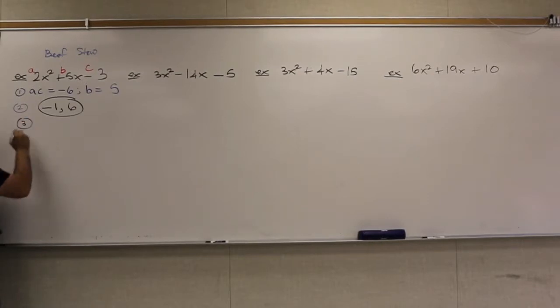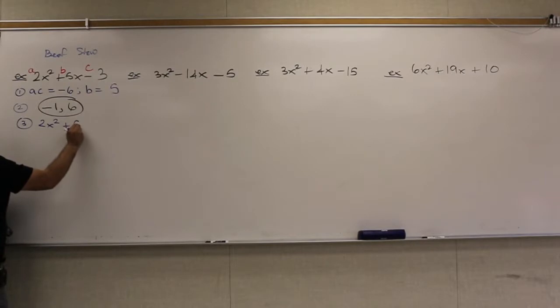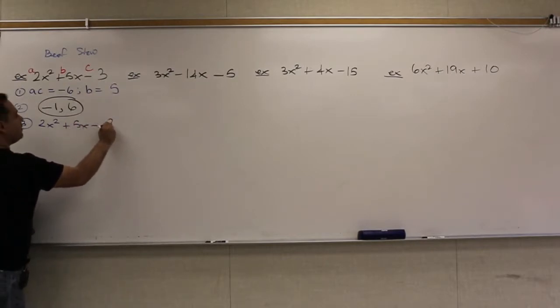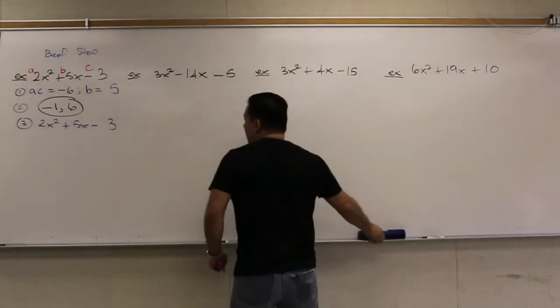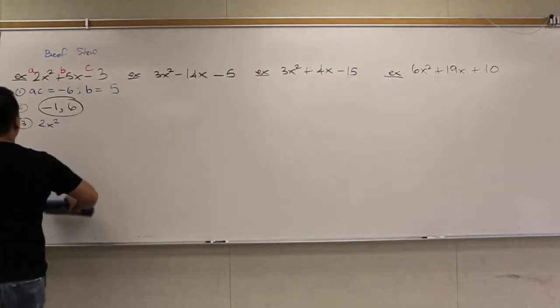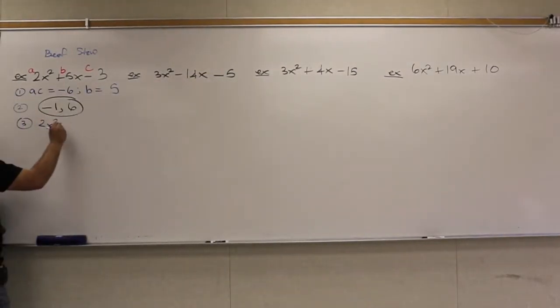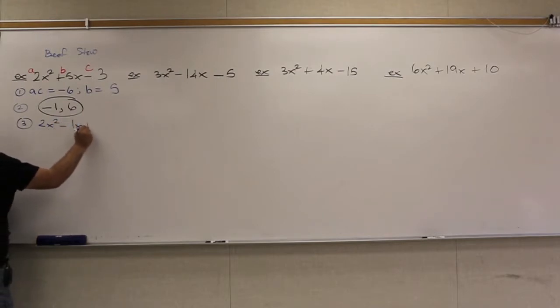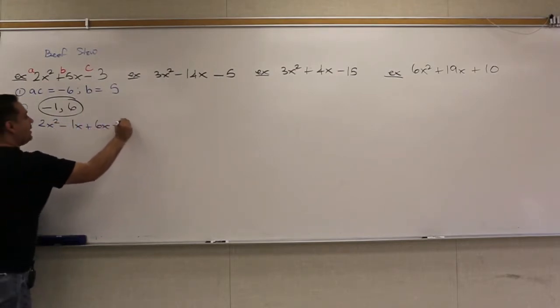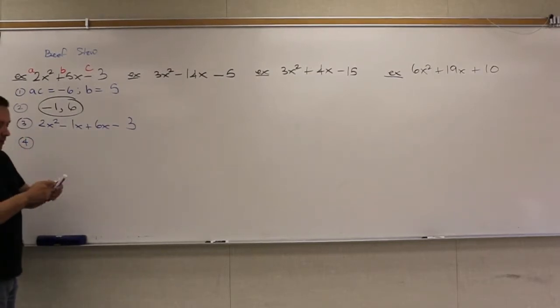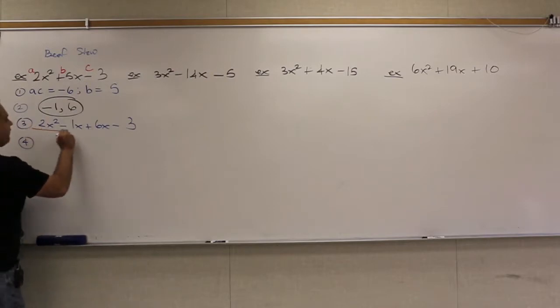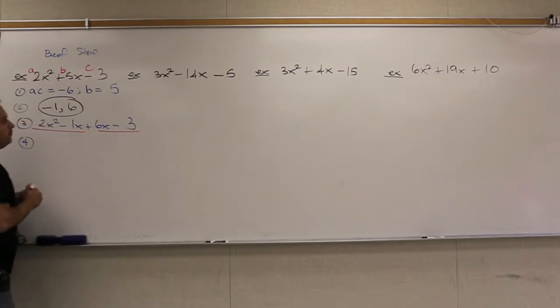Step 3, the rewrite step. You got 2x squared plus 5x minus what? 3. Oh, we didn't rewrite. We got to rewrite. Yeah, we rewrite with the numbers found here. So that's negative 1x plus 6x minus 3. Okay? The next step, factor by grouping. Group the first two, group the last two.